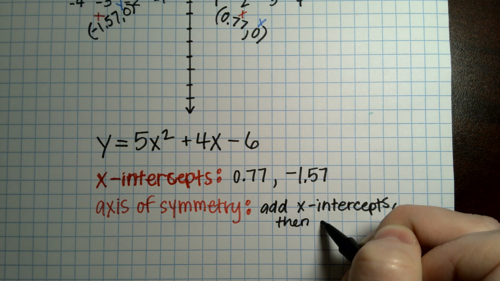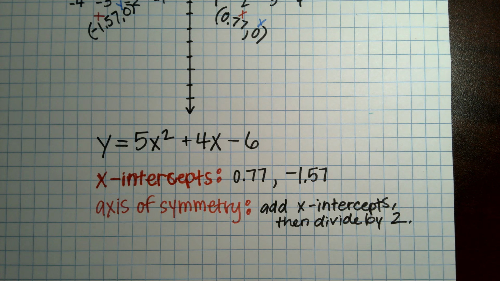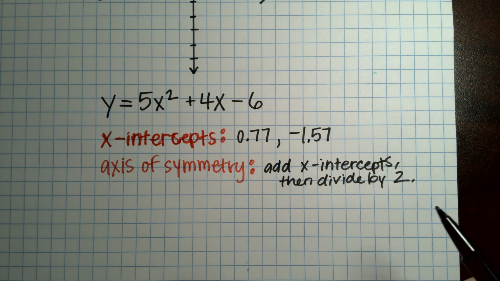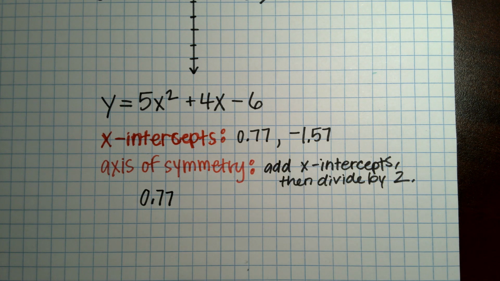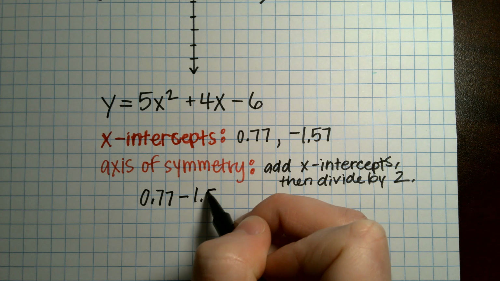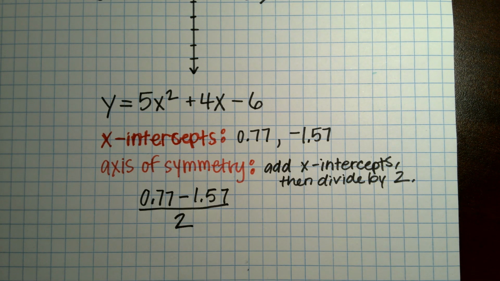Then divide by 2. Okay. So let's work out that problem. We've got 0.77 minus 1.57, divide by 2. Let's see what happens. Minus 1.